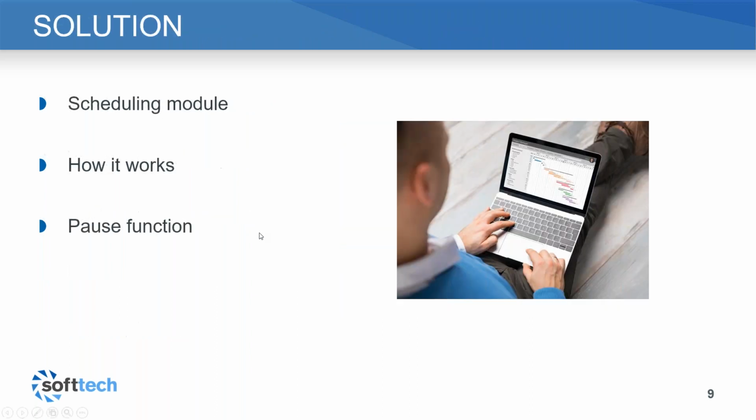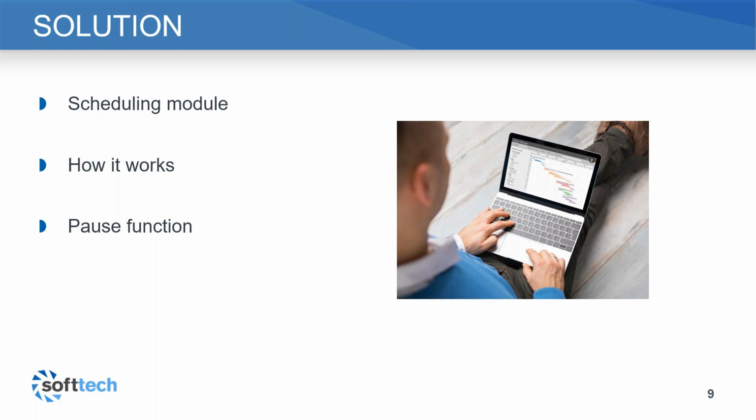So let's move on to a possible solution. Softtech has a scheduling module, which is a great tool for your factory floor and labour tracking. With the scheduling module, the software takes the labour time from the Softtech quoting package, and it allows you to group multiple labour times together, and helps with a cell or production line to schedule the work as it's going through the factory floor.